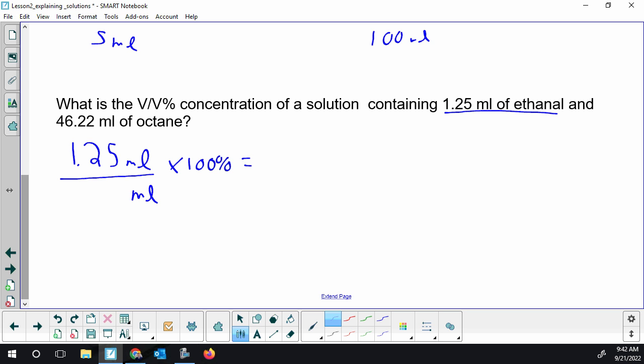So do we know the total volume here? We actually don't. We're given the solute and the solvent. So to get the total solution, I'm going to add the two together.